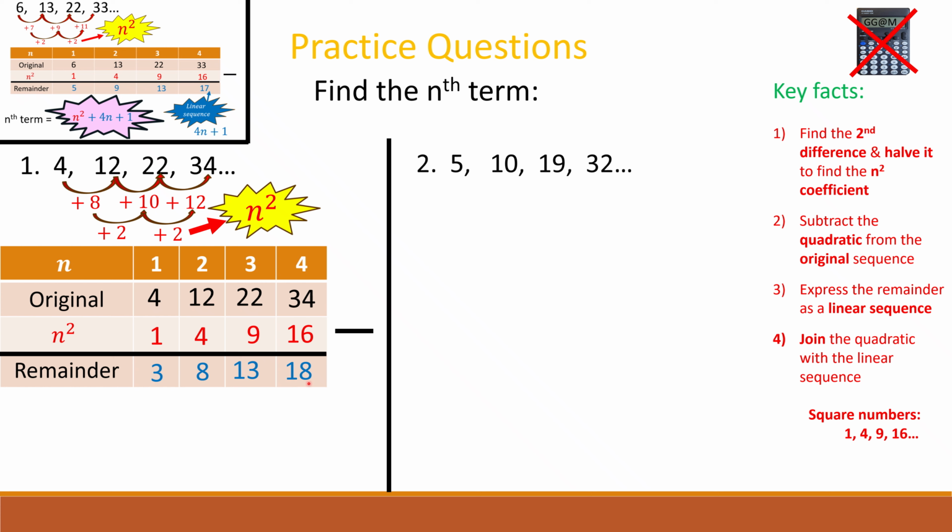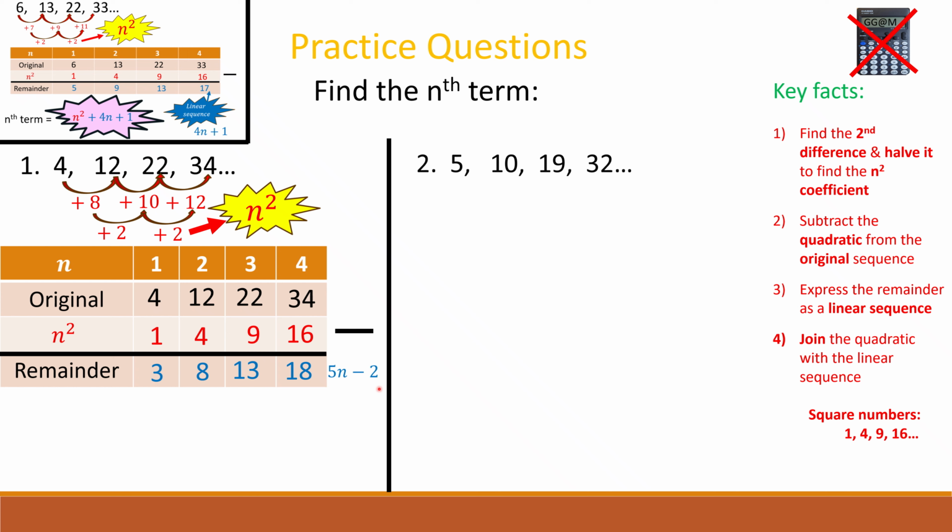From here, I have got a linear sequence. We've now got to work out the nth term of this linear sequence. So from 3 to 8 is 5, from 8 to 13 is 5, and from 13 to 18 is also 5. So this is going up in fives. So I've got 5n. Now, to get from 5 to the first term here, which is 3, 5 take away 2 is 3. So the nth term of this linear sequence is 5n take away 2.